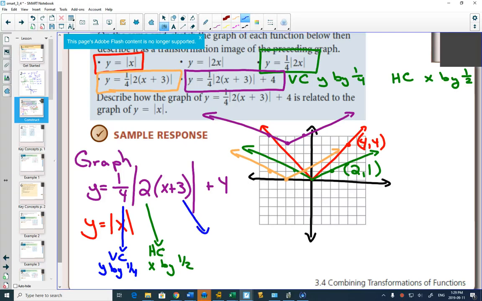Three, we've got a +3. It's still inside the absolute value, so it's still horizontal. That's a horizontal translation. That will go 3 to the left. And finally, the +4, that's a vertical translation. That will go 4 up.